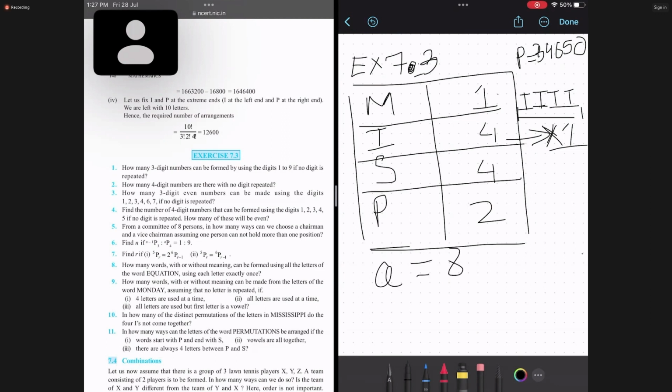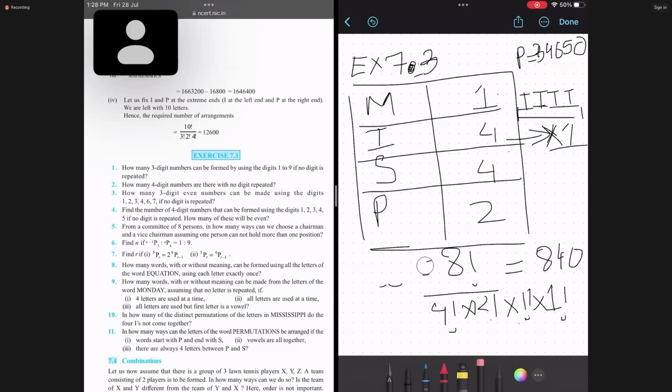So considering all four I's together as a single letter, the permutations that are possible, denoted by Q, will be 8 factorial, the total number of letters now, divided by 4 factorial because S is repeating, into 2 factorial, into 1 factorial, into 1 factorial. Correct. Because I've treated I as a single letter and M as a single letter. When I calculate that, Q comes out to be 840. Correct. So I have P, I have Q. All that is remaining is to calculate the difference, and that is going to be my final answer.